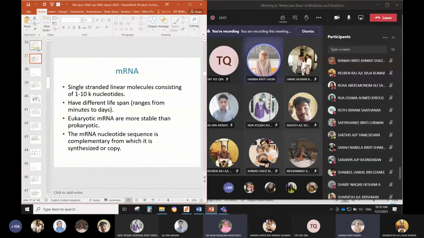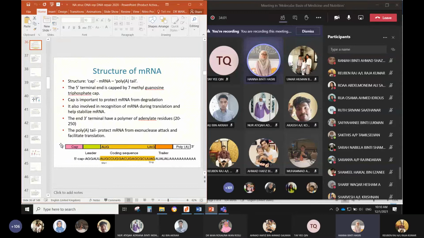So the cap is located at the 5' end, and it has three functions, which is to protect the RNA from degradation. Then it helps in recognition of mRNA during translation. And then the third one is to stabilize the mRNA. All right.